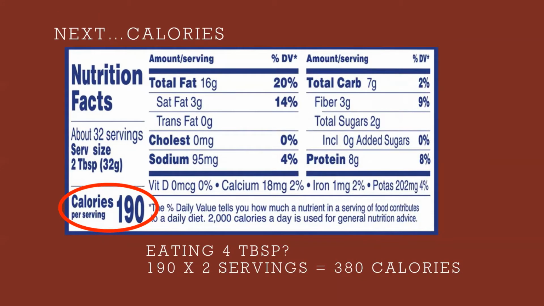So we've figured out the serving size. Now we're going to look at calories. Calories are energy, and this is going to tell us how much energy is in this peanut butter. For instance, in this particular peanut butter, there is 190 calories in 1 serving. That means if you eat 2 servings, you're going to eat 380 calories in that one meal, just from this item.